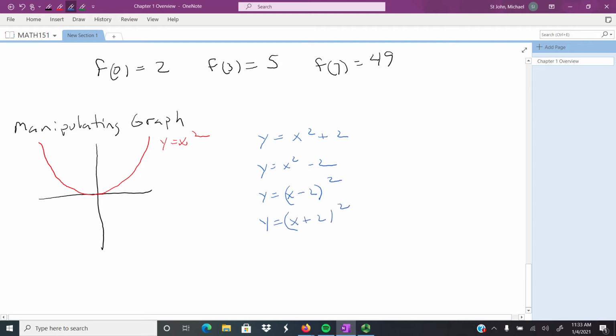So basically, this one moved it up 2, this moved it down 2, this moved it to the right 2, and this moved it to the left 2. Right? So those sorts of things.